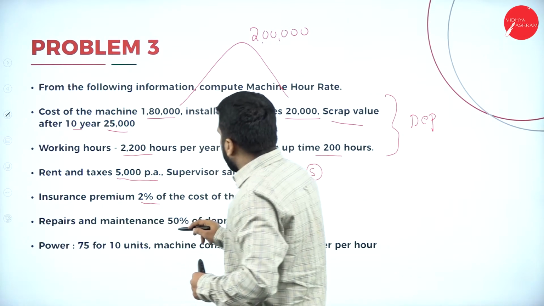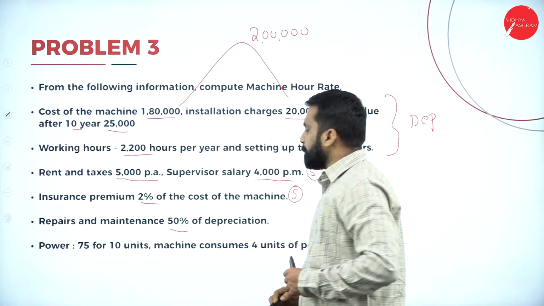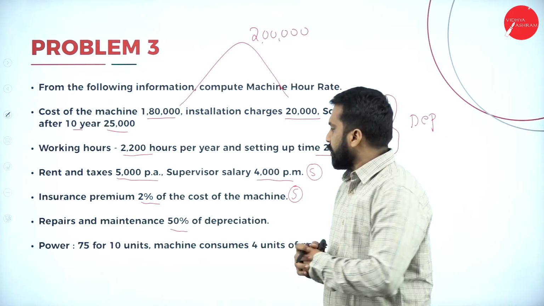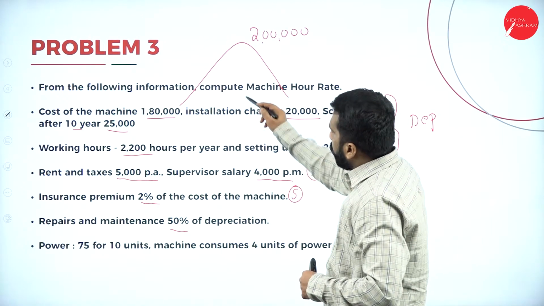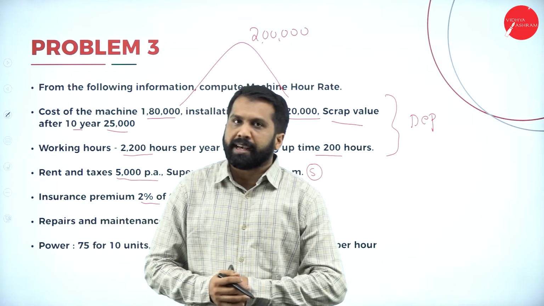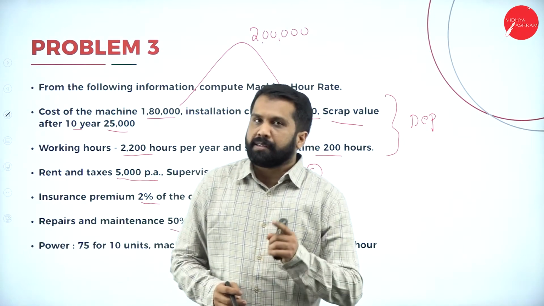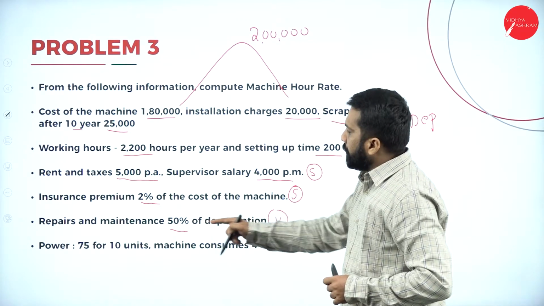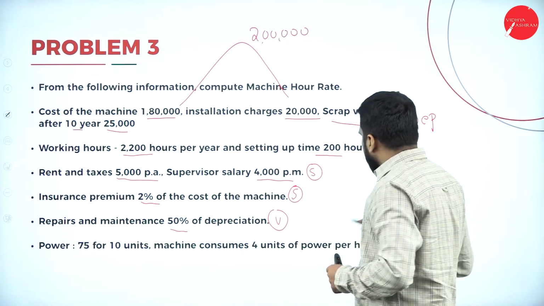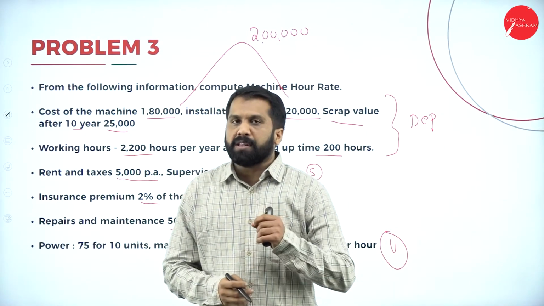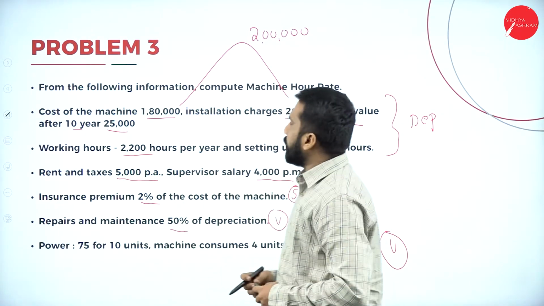Repair and maintenance 50% of the depreciation. So whatever depreciation we calculate, on that 50% we are supposed to calculate as repair and maintenance, and this will be called variable. Power always comes under variable. We'll work that out while doing that particular topic. Now, we'll go for your solution or answer.